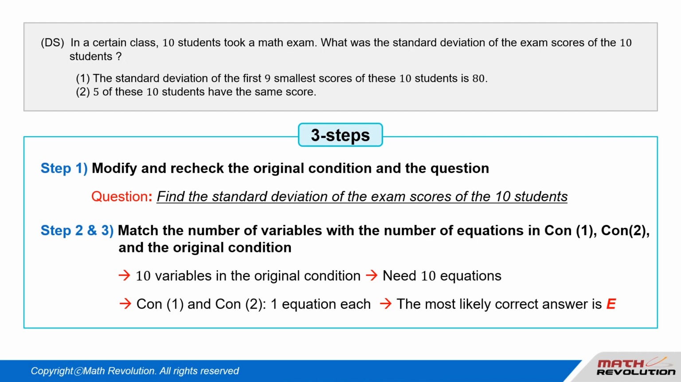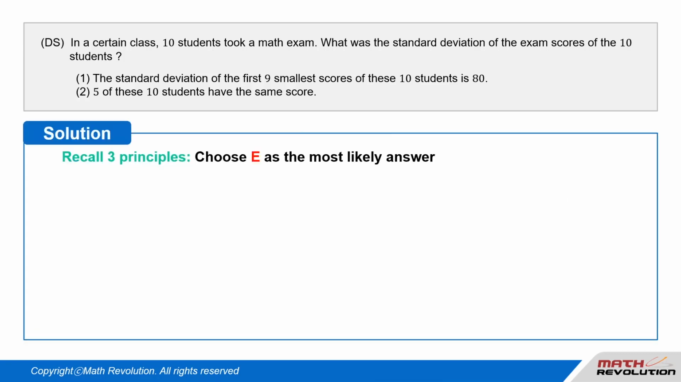From the original condition, we have 10 variables, math scores of the 10 students. To match the number of variables with the number of equations, we need 10 equations. Since conditions 1 and 2 will only provide 1 equation each, we're going to be 8 equations short. So E would most likely be the answer. Recall 3 principles and choose E as a most likely answer.